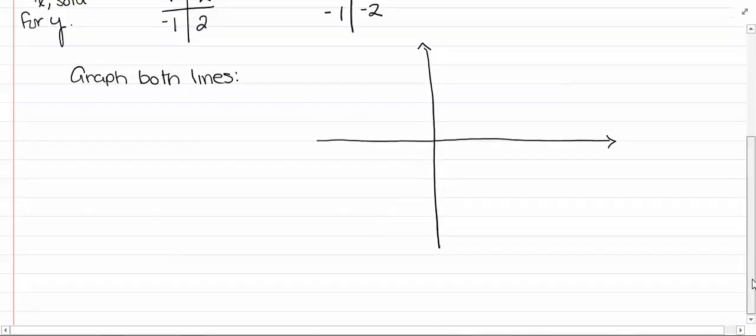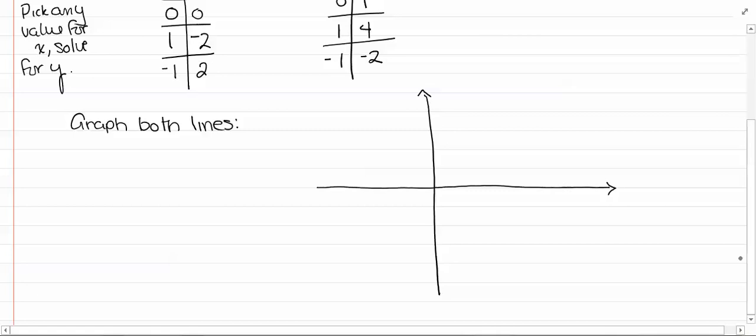So on the coordinate axes, I'm going to plot the first line. I'll call that line 1: 0, 0, 1, negative 2, and negative 1, positive 2. It's going to be a solid line because there was an equals in the equation. Had there not been an equals, I'd be making a dashed line.